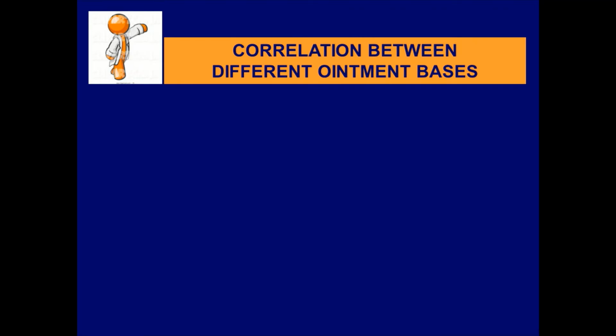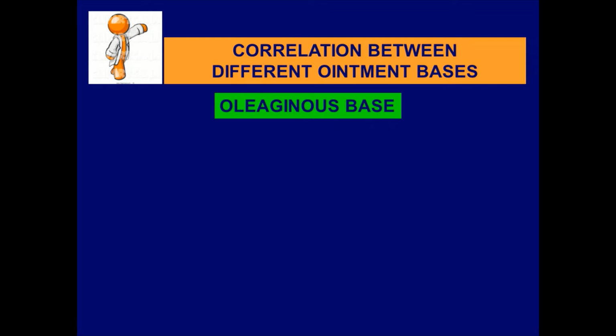Now we finished studying the different ointment bases: oleaginous base, absorption base, water miscible base, and water soluble base. Can you correlate between different ointment bases? What did you notice in the composition of different bases? I myself noticed that all bases have oleaginous substance. Oleaginous base is included in all ointment bases except water-soluble ones.